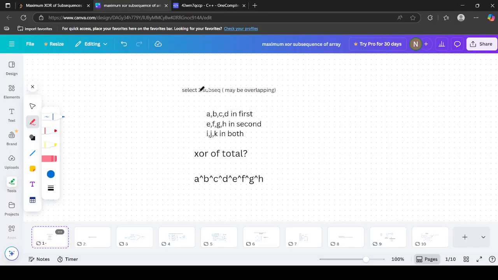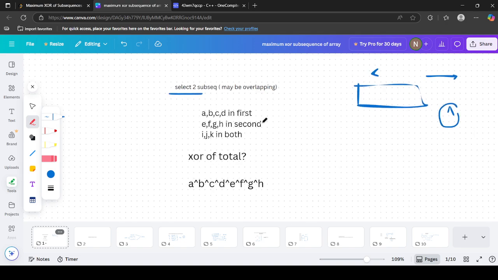So the question is simply saying that you are given an array with length less than or equal to 185. We can select any two subsequences. They may be empty or they may be overlapping, and we have to return the maximum XOR of two subsequences like that. So let's assume that the first subsequence which we are selecting is ABCD and IJK.